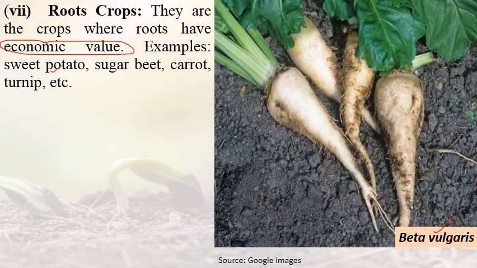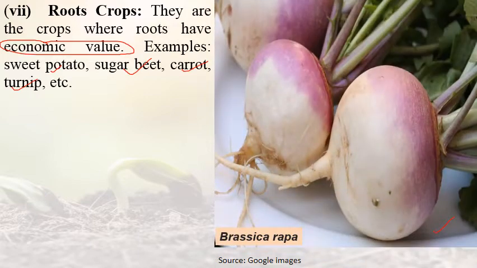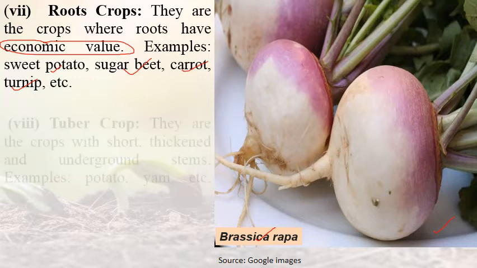Next we have sugar beet. Its botanical name is Beta vulgaris. Next we have carrot, that is Daucus carota subspecies sativus. Next we have turnip, which is Brassica rapa. So these are some plants in which we use the root system or roots for their economic value.